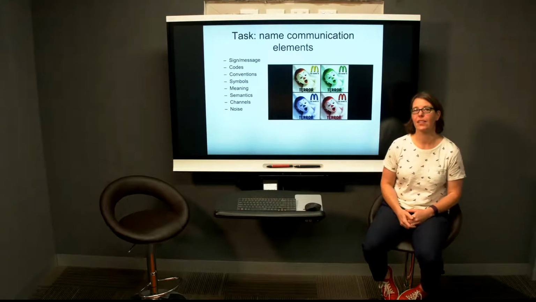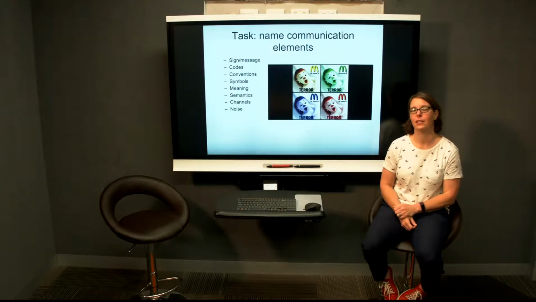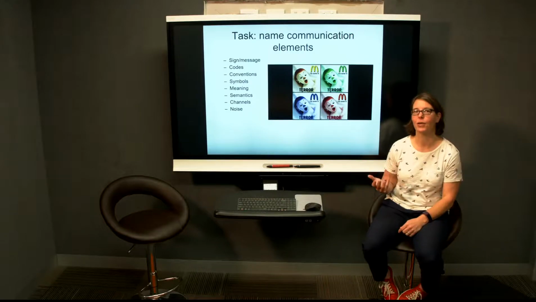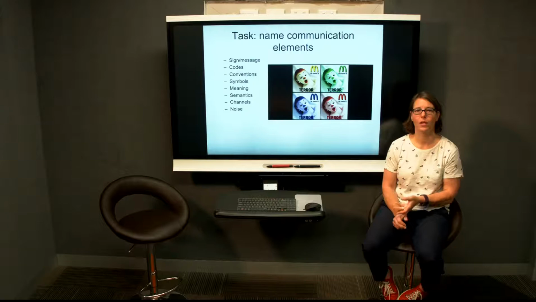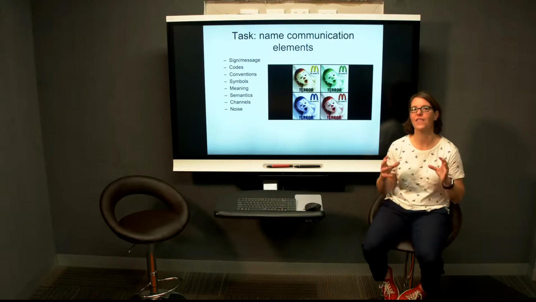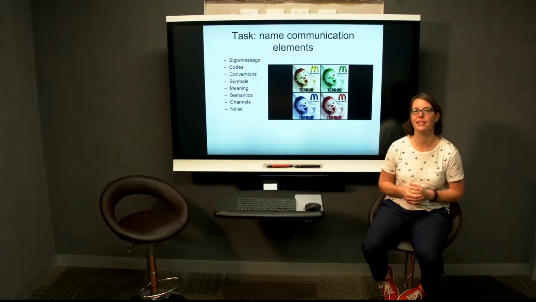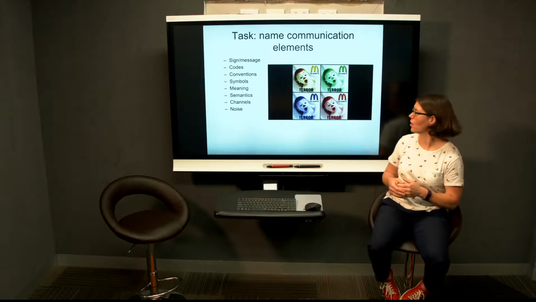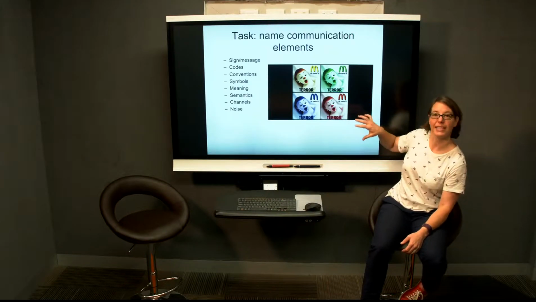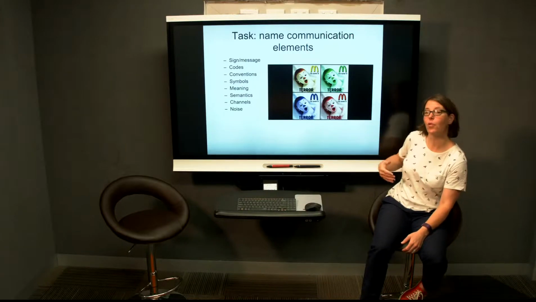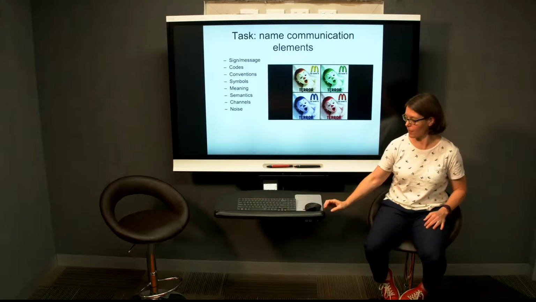So here I just have a couple of things. You can look at the slides on the PowerPoint if you prefer, but it's about communicating and trying to identify what the sign and message in this picture are. What are the codes? What are the conventions that we understand in terms of communication? What are the symbols and the meanings behind this? Ultimately, we're looking at the semantics, but the overall semiotics. How do we read this image, and what is it trying to tell us?